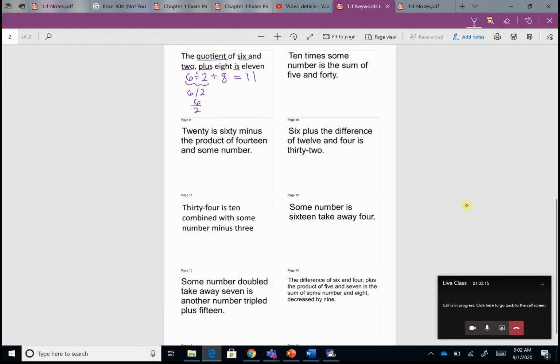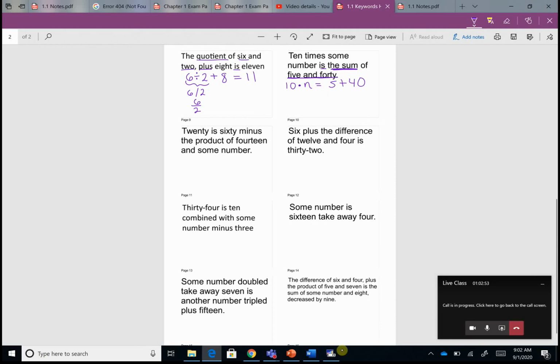Our next one, our question number 10, we have 10 times. Times means we're going to multiply. I'm going to get used to just using that little dot for multiplication because the X looks like a variable. Some number, I like to use N for number, is means equals. The sum means we're going to add, and we're going to add the two things that follow the word sum. So 5 and 40.